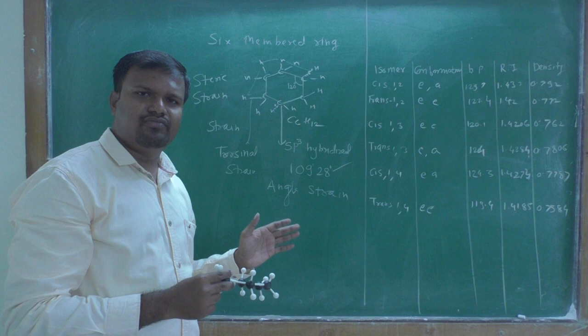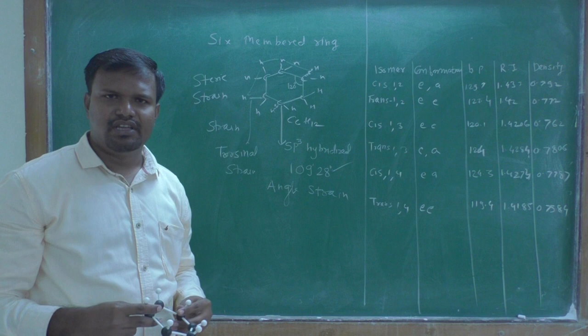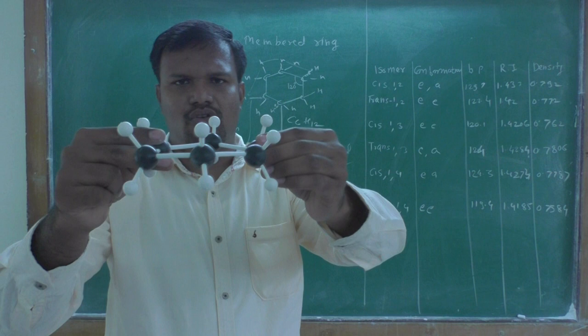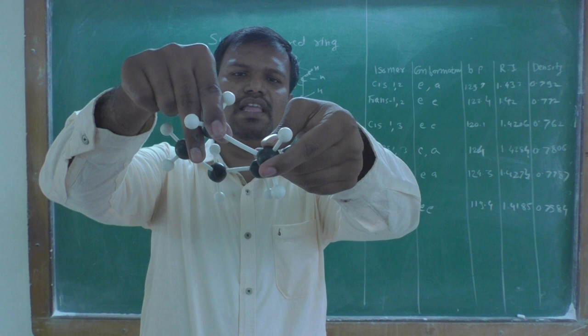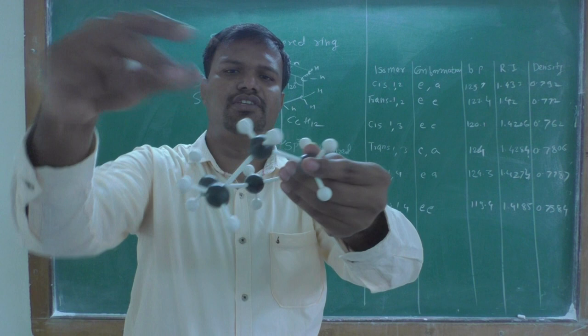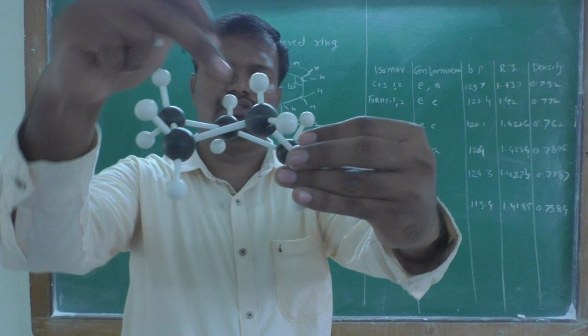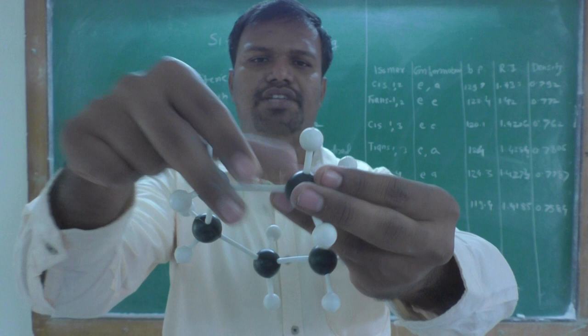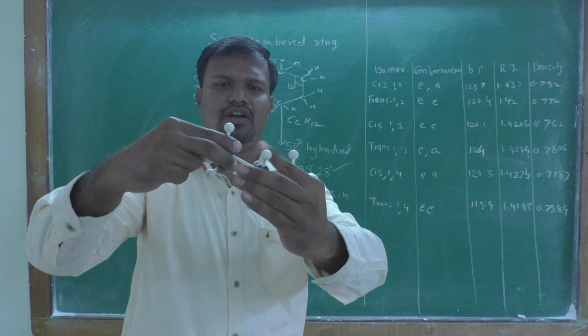Therefore, all these strains are minimized when you consider cyclohexane not as a planar structure but as a folded form. The folded form is like this, it is folded, and this is again folded like that. In this folded form, not all your carbons are in one plane. The carbons are out of plane. This is your folded form. Sachse said these things.